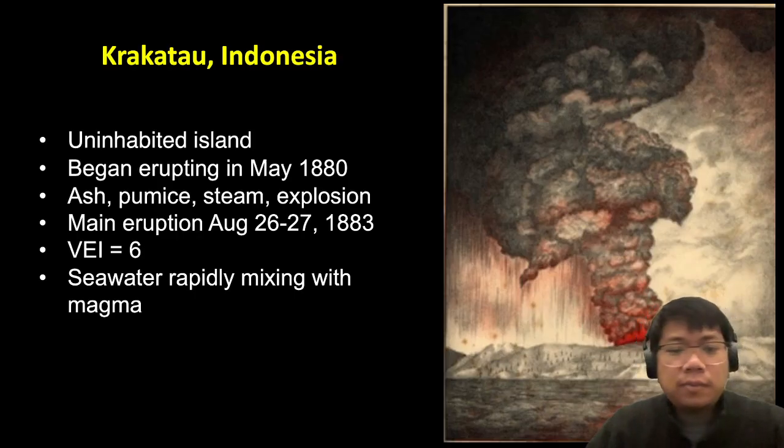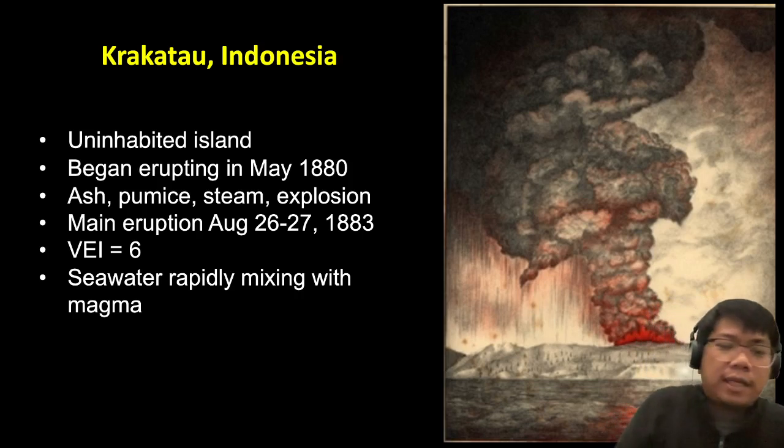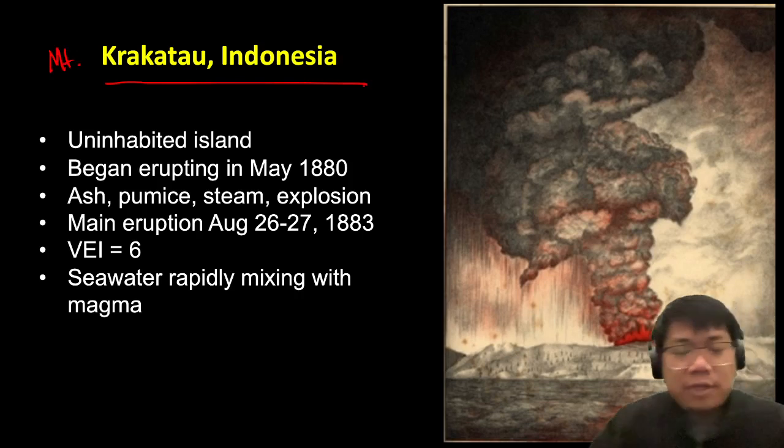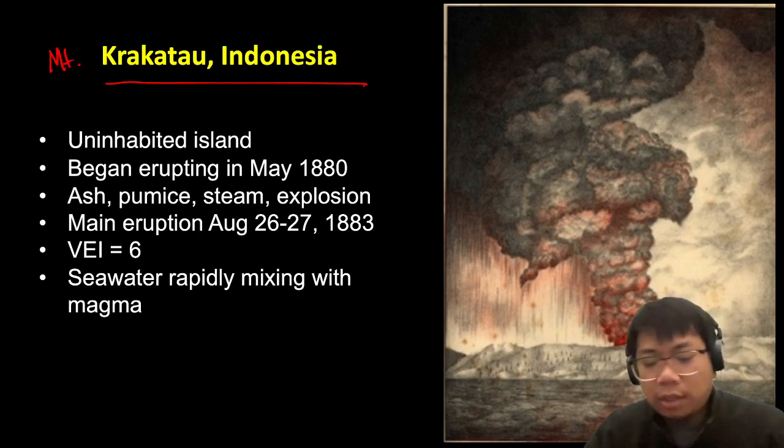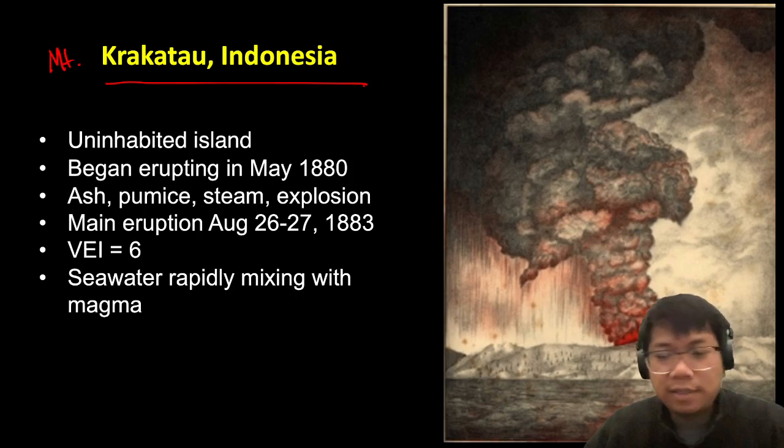And here I would like to talk about one of the biggest volcanic eruptions in history, and that happened in Krakatau in Indonesia. Before the big eruption, it is called Mount Krakatau. But after the big eruptions, a small volcano develops, and that is what we call Mount Anak Krakatau. And you will see later on why they changed the name of it.